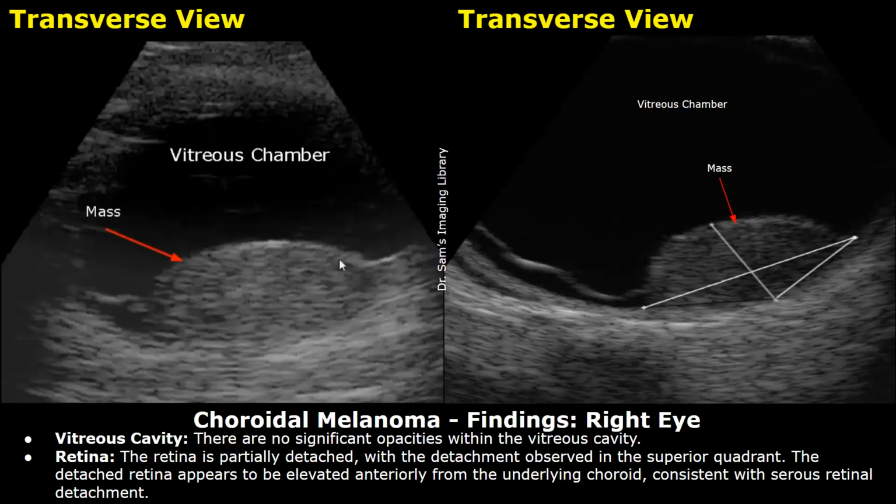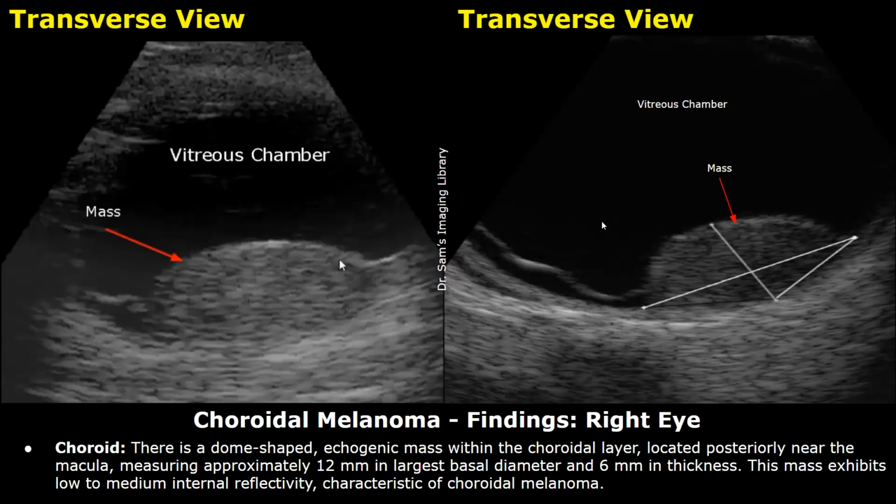These are the findings. The vitreous cavity is normal. The retina is partially detached with the detachment observed in the superior quadrant. The detached retina appears to be elevated anteriorly from the underlying choroid, consistent with serous retinal detachment.